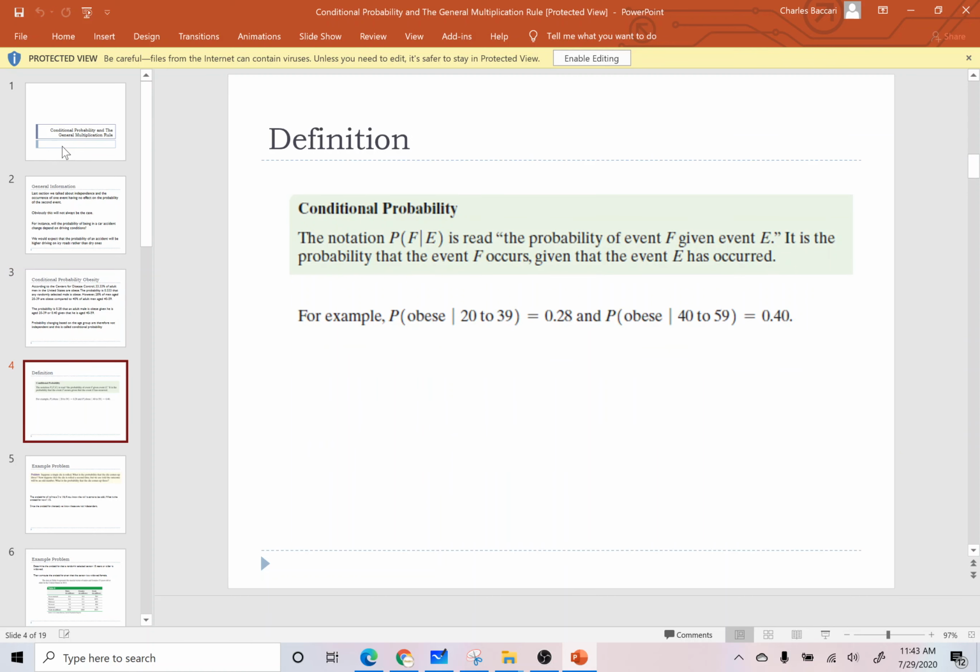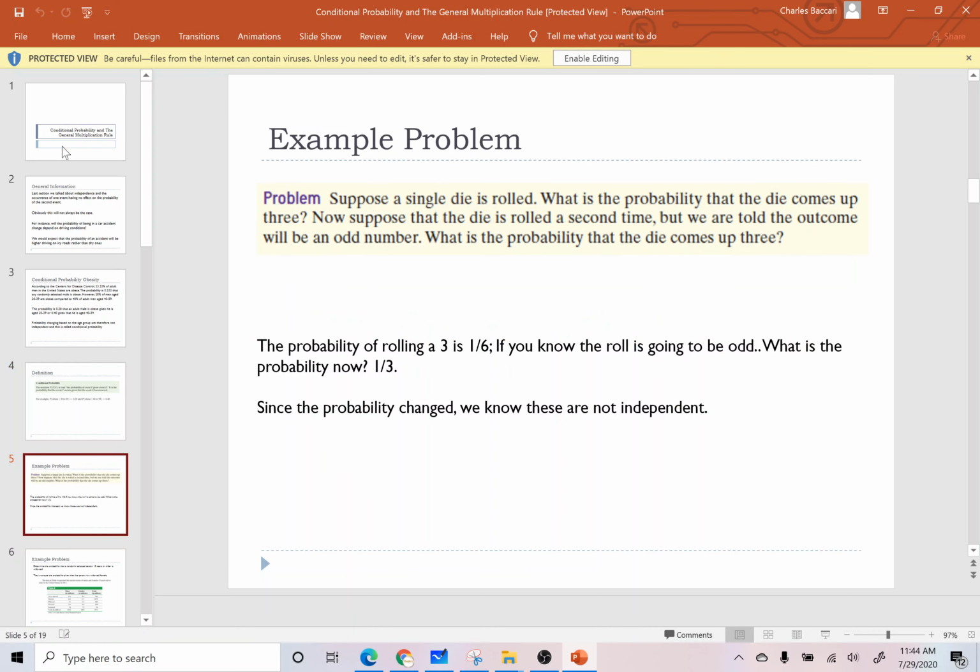So at the beginning of the video, this is what I was talking about. The conditional probability notation P(F|E) means the probability of the event F given that event E has already occurred. For example, the probability of obese given that 20 to 39 is equal to 0.28, and the probability of obese given that 40 to 59 is 0.4. Okay, so there's actually a formula for that.